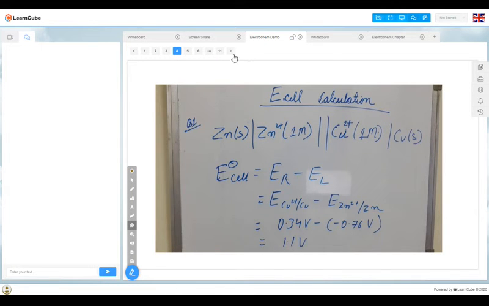So this was the standard condition. But what happens in an electrochemical cell? Always the concentrations are not 1 molar. They can change to any value. In that case, the standard conditions won't be there, so there will be E cell. So how do we calculate E cell? This is the concentration dependent calculation of E cell.